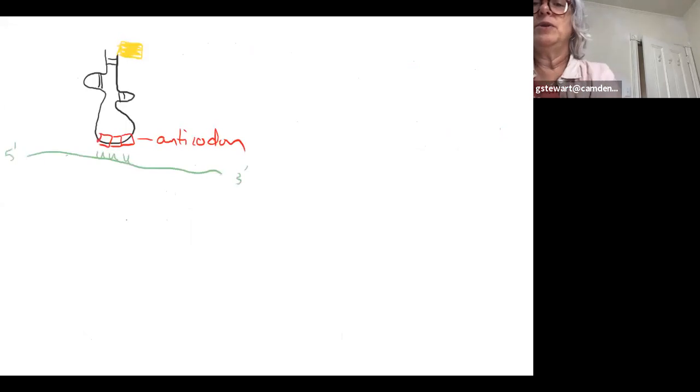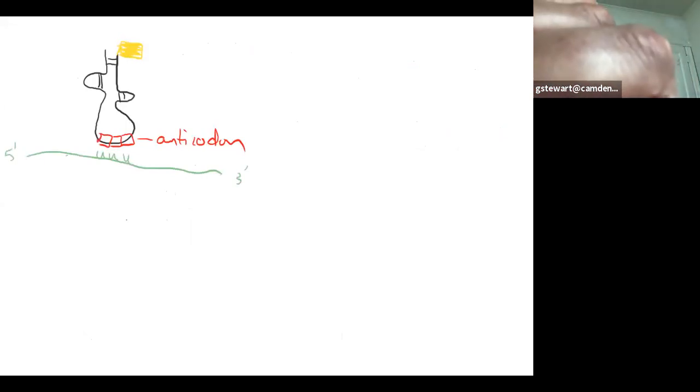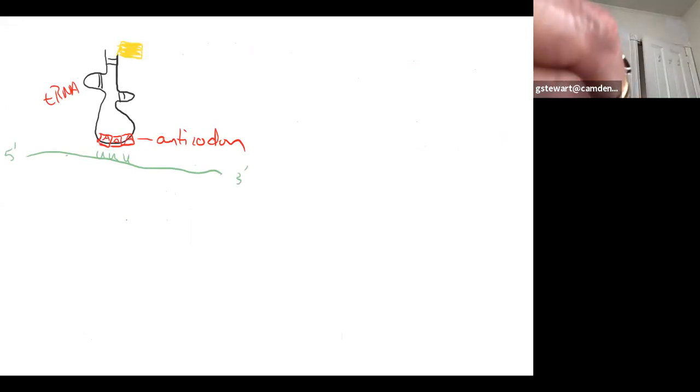If the message says U, U, U, that anticodon has to be complementary. So it's going to have a base A, because A is complementary to U, and RNA, because remember, this is transfer RNA. It's going to have A. And the amino acid attached up here, that's going to be phenylalanine, because that's what the chart tells me.